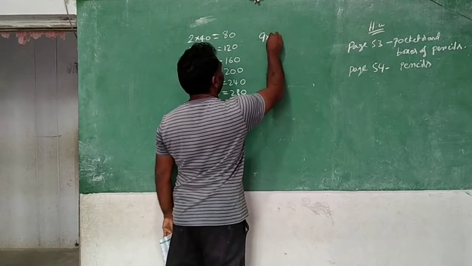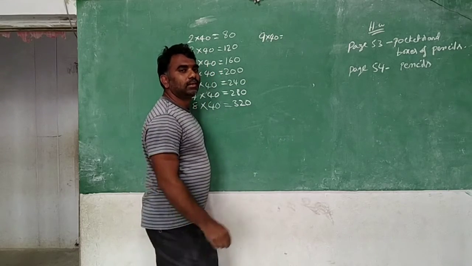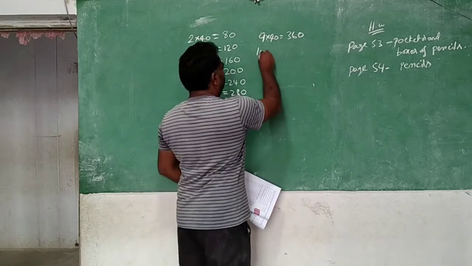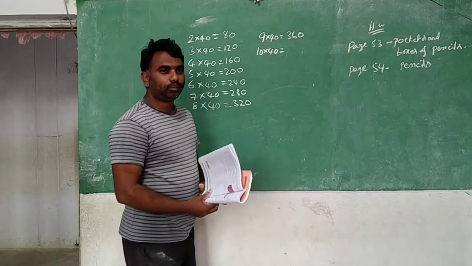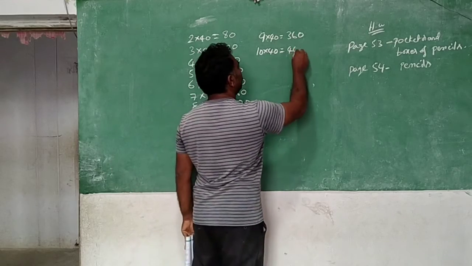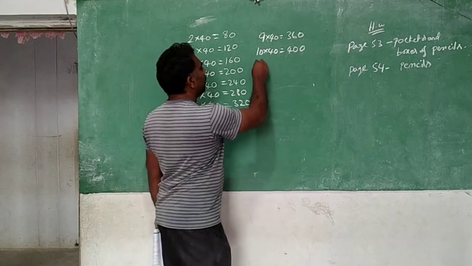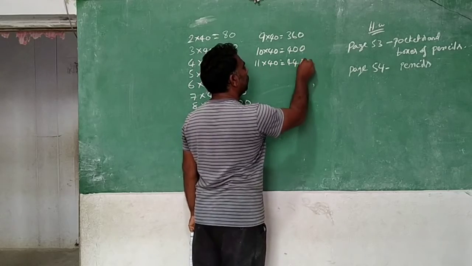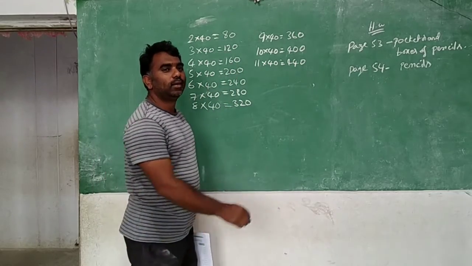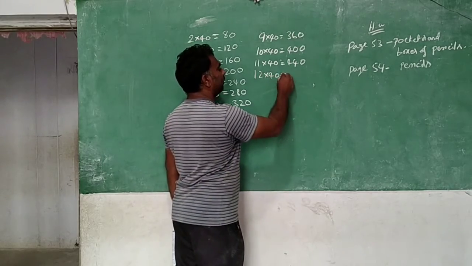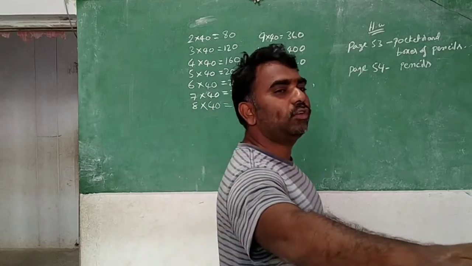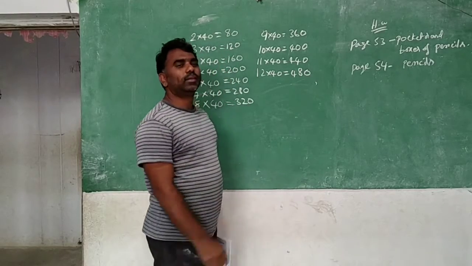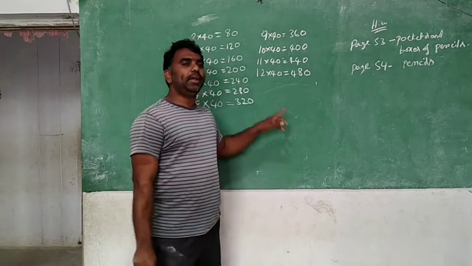Next, 9 40s are, 9 fours are 36, side 0. 10 40s are, 10 fours are 40, side 0. 11 40s are, 11 fours are 44, side 0. 12 40s are, 12 fours are 48, side 0. Like that. So do you understand how to do this?